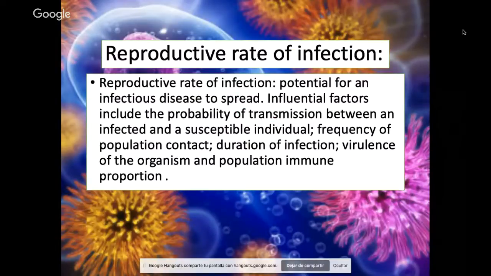The reproductive rate of infection is the potential for an infectious disease to spread. Influential factors include the probability of transmission between an infected and a susceptible individual, frequency of population contact, duration of infection, virulence of the organism, and population immune proportion.